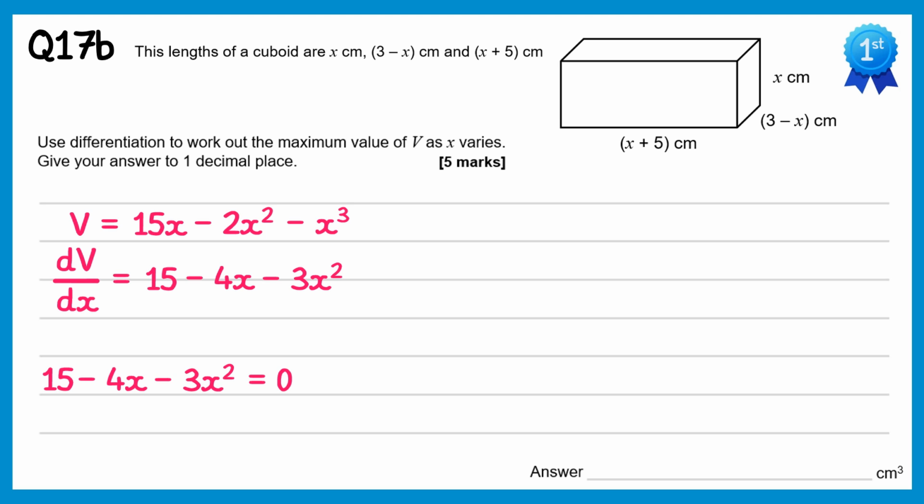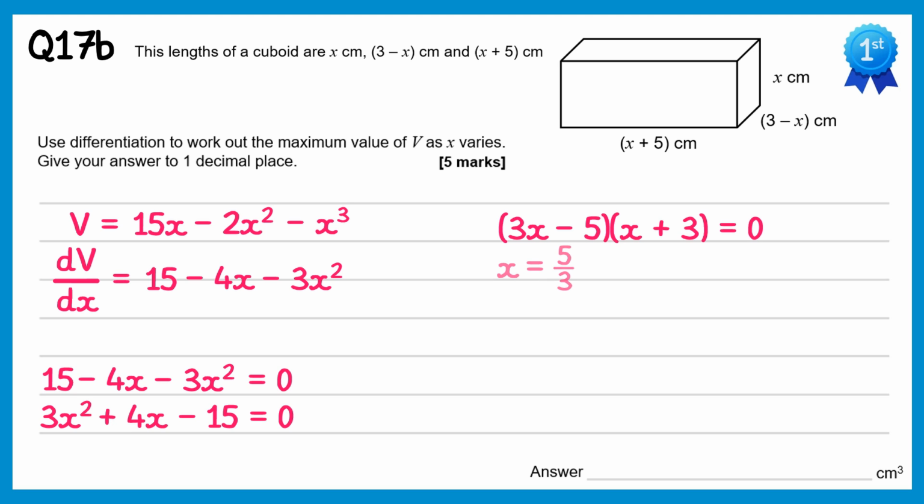Now we don't normally have a negative coefficient of x squared, so let's take all of the terms to the right side instead to get that x squared back to positive. So if we take away 15, add 4x and add 3x squared to both sides, we end up with 3x squared plus 4x minus 15 equals 0. This quadratic factorizes, so we get (3x - 5)(x + 3) equals 0, which gives you two solutions for x. The first bracket gives you x equals 5 over 3, and the second bracket gives you x equals -3.